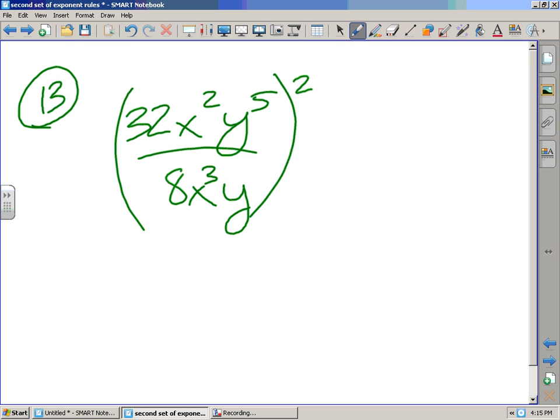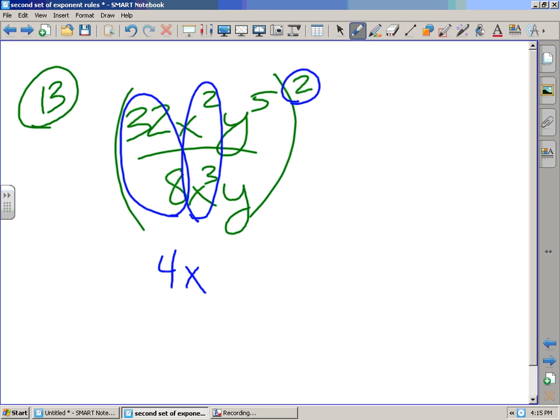So in this case, instead of taking the 2 and giving it to everything, I'm going to simplify before I deal with that power on the outside of the parentheses. So 32 divided by 8, we're going to get 4. X to the second divided by x to the third is x to the negative first. And remember, when the bases are the same and you have a fraction, subtraction better be your action. So I took 2 and I subtracted 3 and I got a negative 1.